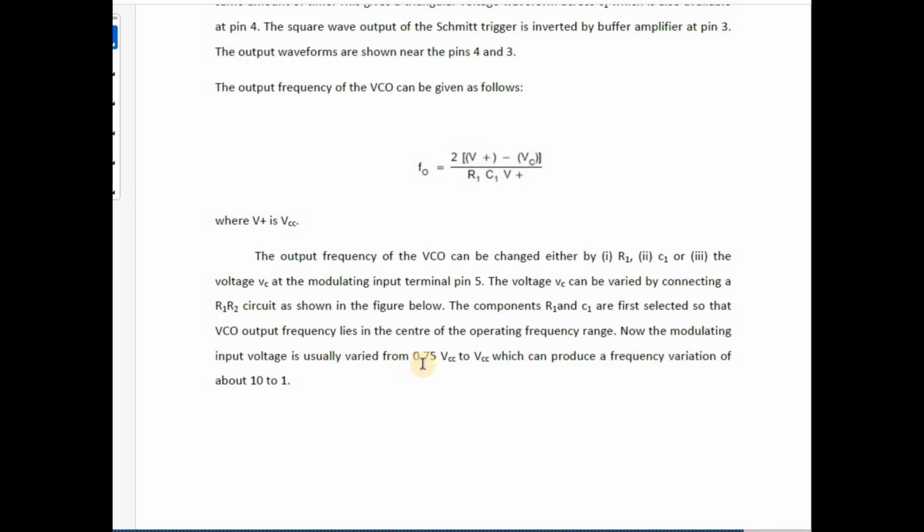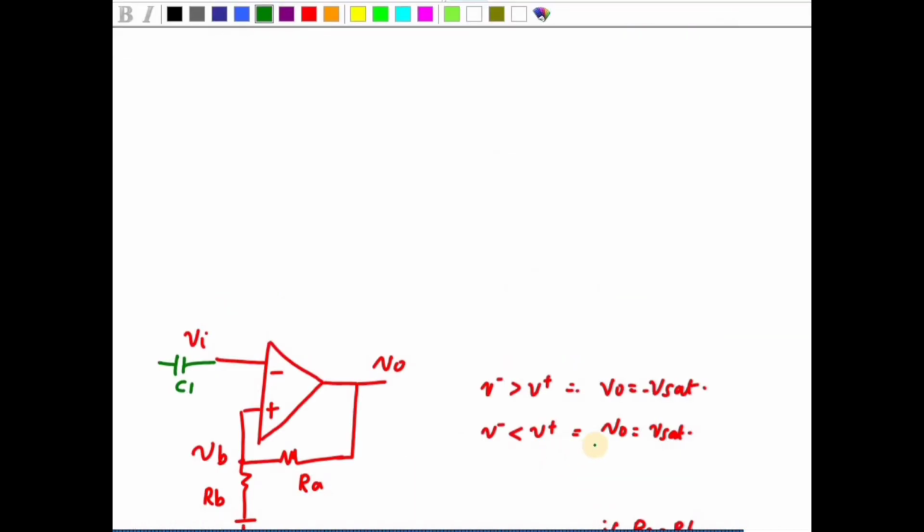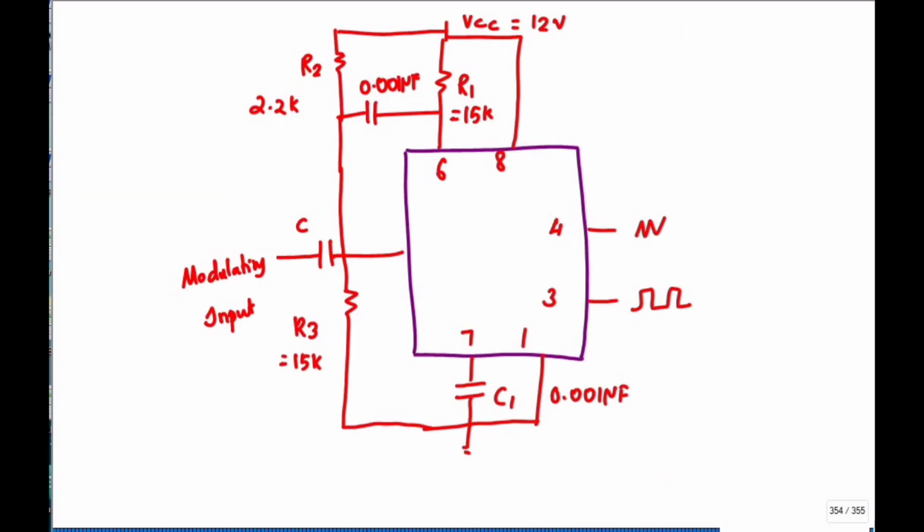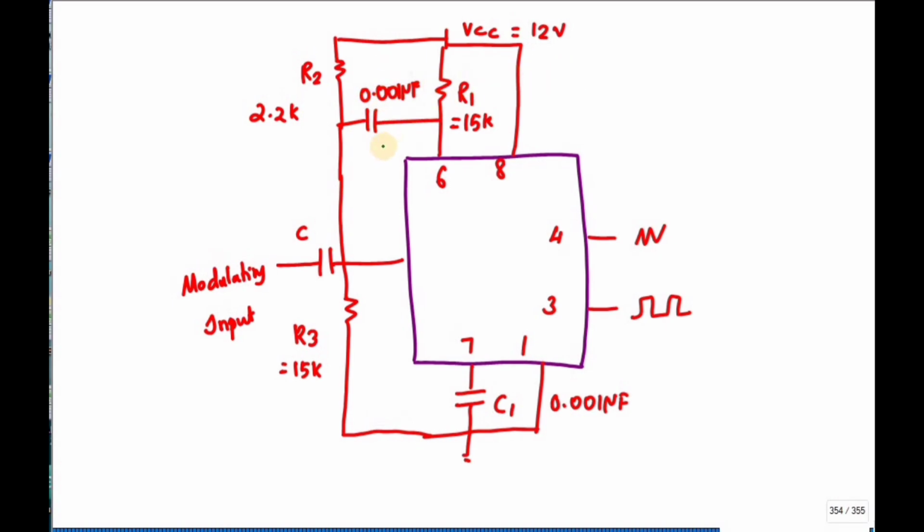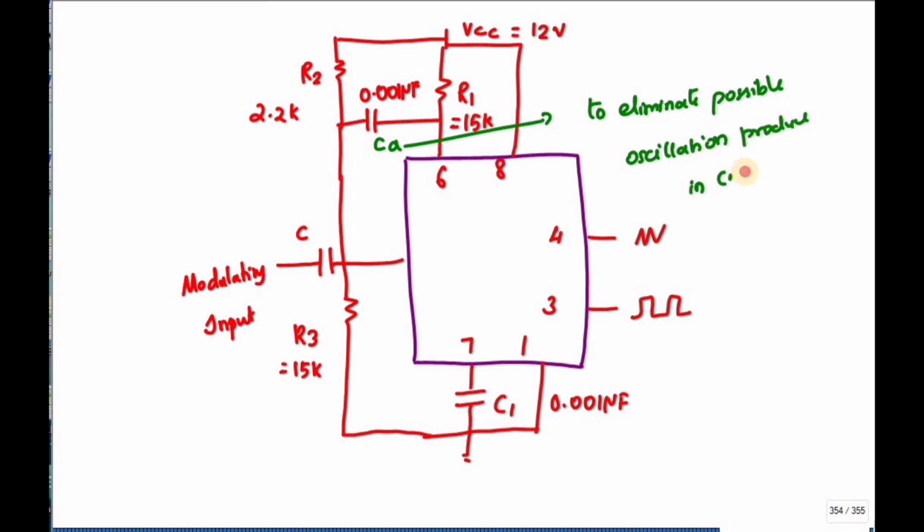Now the modulating input voltage is varied from 0.75 VCC to VCC, which can produce a frequency variation up to 10 to 1. Okay, so let us discuss a problem based on this. CA is a capacitance whose value is 0.001 microfarad, which is used to eliminate the possible oscillation produced in the current source or current sink. Usually the frequency ranges from 500 kilohertz to 1 megahertz.